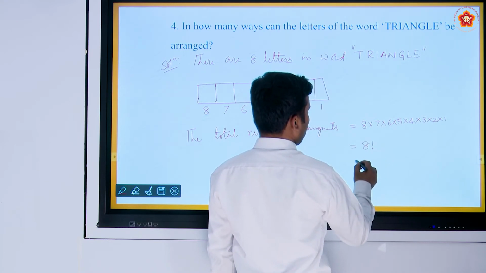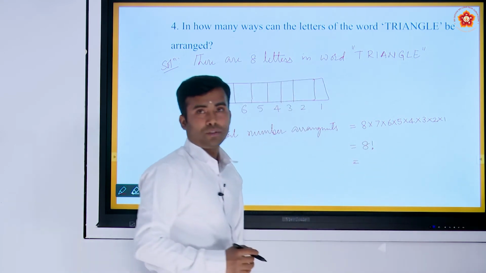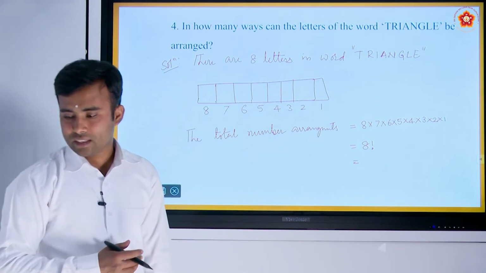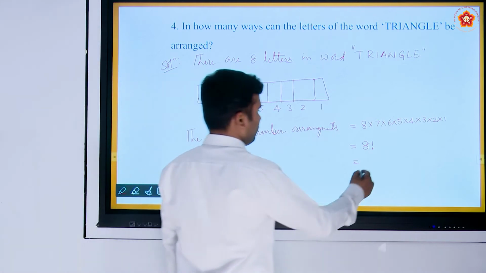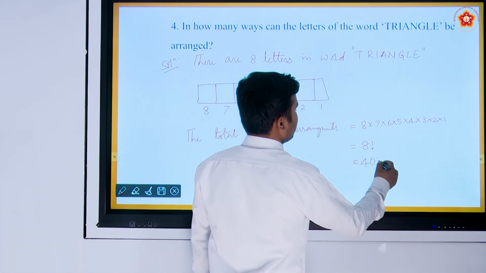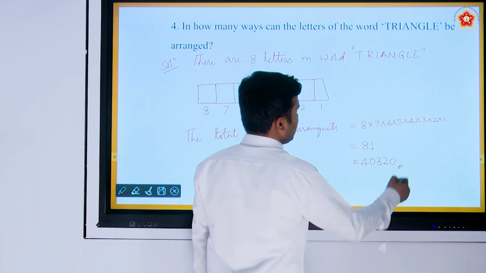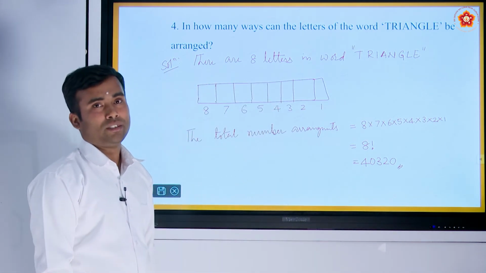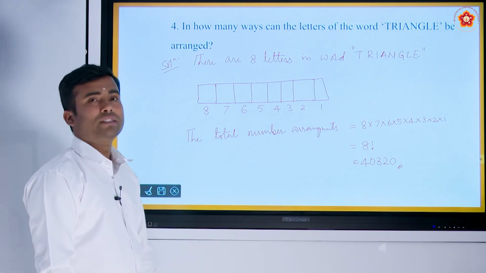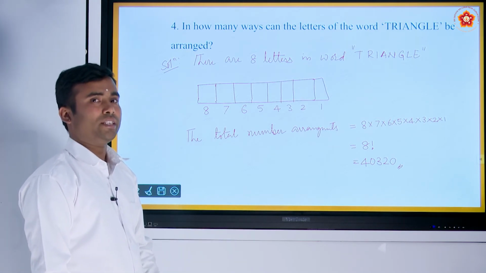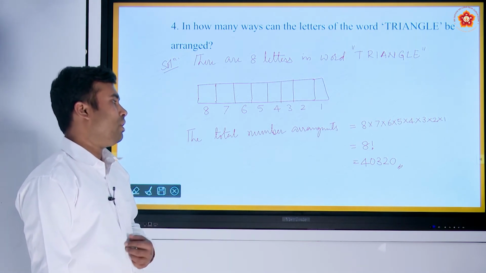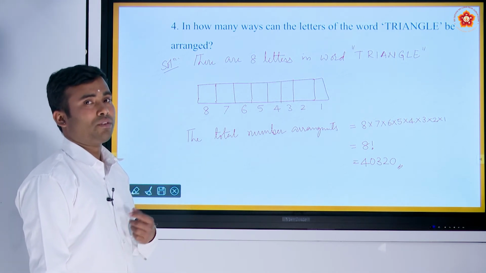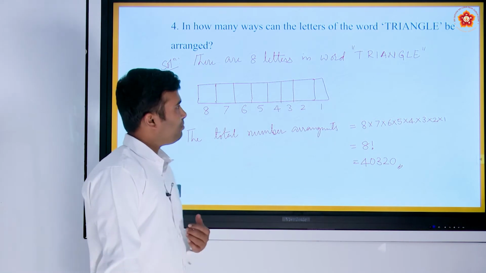So what is this? 8 factorial. What is the answer? You can multiply 8 into 7 into like that. You will get 40320. 40320 is the number of arrangements, so that you can arrange the word triangle in different ways. There will be 40,320 ways you can arrange the letters of the word triangle.